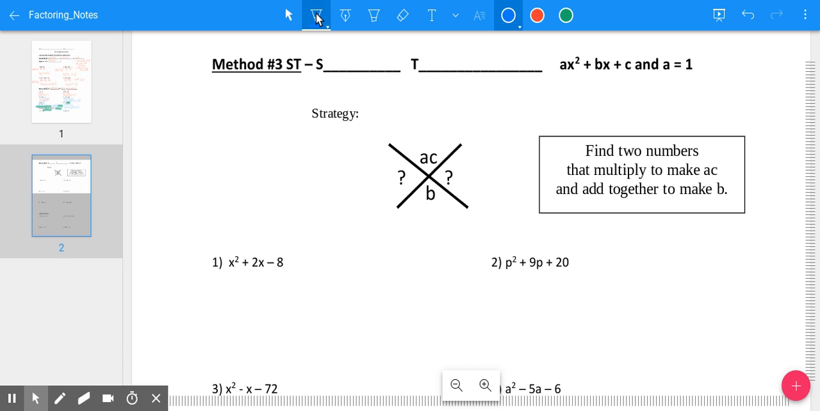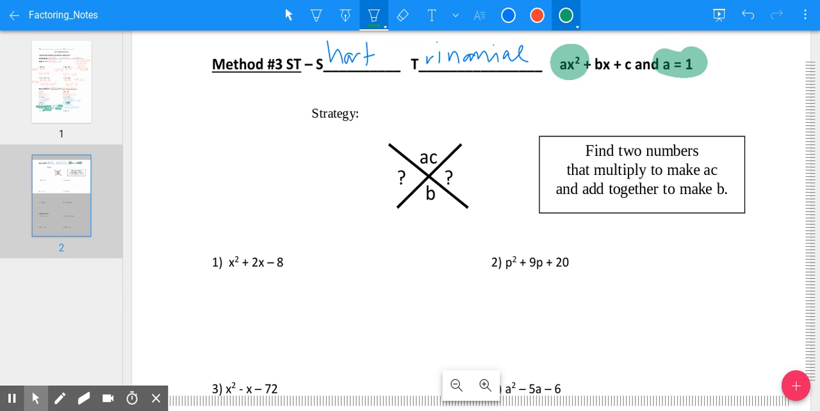Our third and final factoring technique that we're going to learn is called ST, or really that stands for short trinomial, or short tri for short. And we call it short trinomial because in the Algebra 2 course, you'll actually learn the other factoring technique called long trinomial.